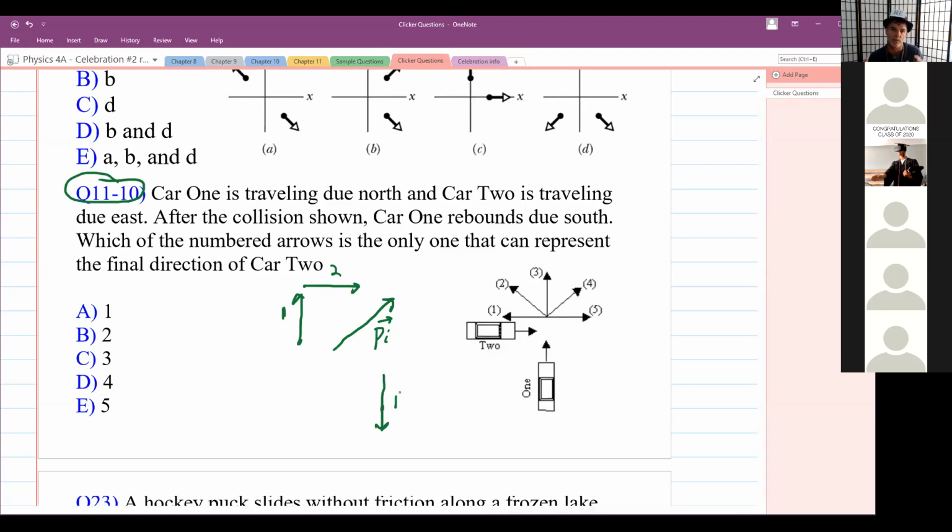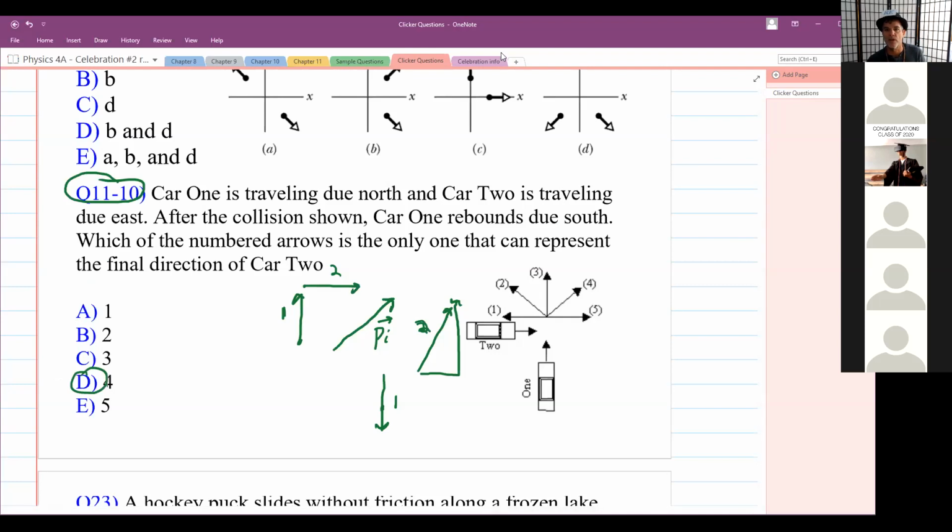Well, if the final momentum of the combined system is still going to point in the first quadrant, then car 2 is going to have an x component pointing to the right. It's going to have a y component pointing straight up. The final momentum of car 2 is still going to have to be somewhere in the second quadrant so that the final momentum of the system still points in the same direction it did before. So it's not 2, that would be 4.